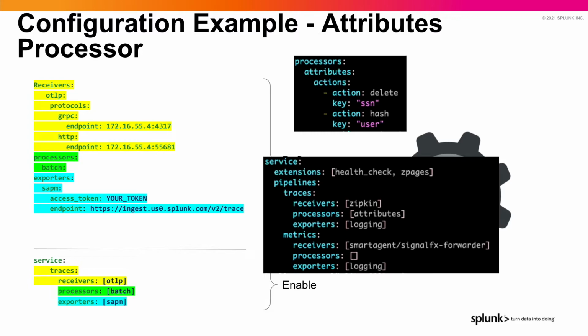Now, when it comes to leveraging processors within the configuration, you can see here that we've added the attributes processor. And it's defined with its given actions to delete a specific key value pair that may contain SSN or a key value pair that may contain user, and we're going to hash that particular user key value pair. We're going to see that in a demo. And on the bottom here, we can see that we've enabled that within our pipeline for our traces.